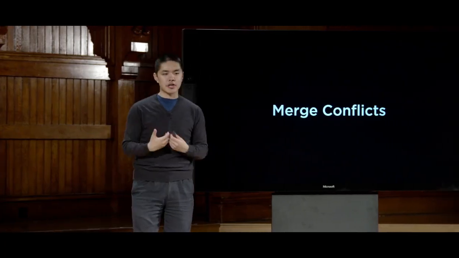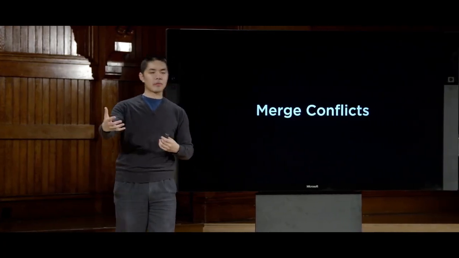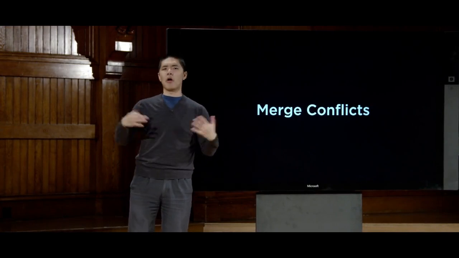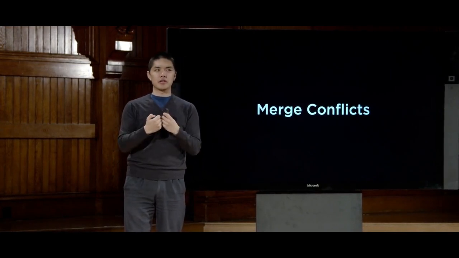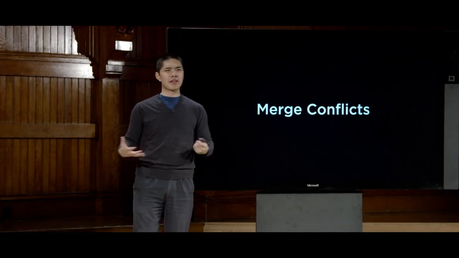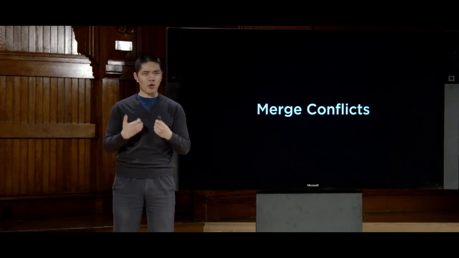But as we do this, you might imagine that we could run into some sort of problem. In particular, we might run into a problem if I've been making changes to my code, and someone else working on my same project has also been making changes to the code. What happens if we both make changes to the same part of the code and then try to sync up our work together? What's going to happen?